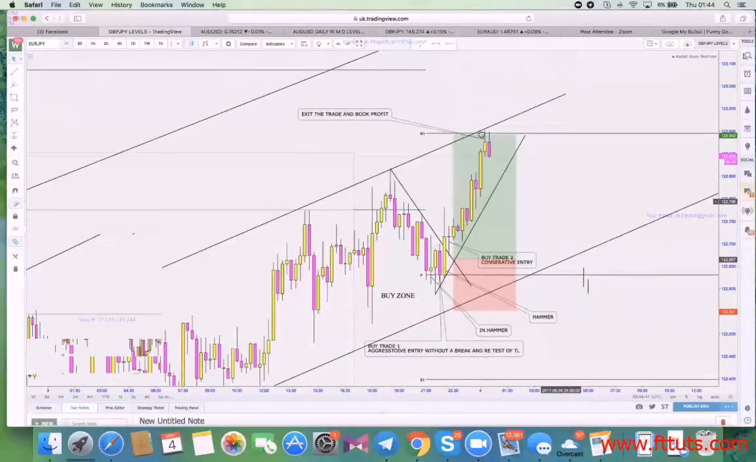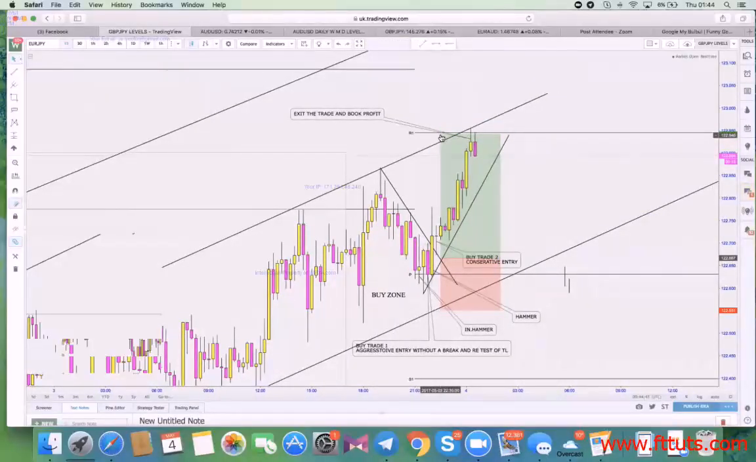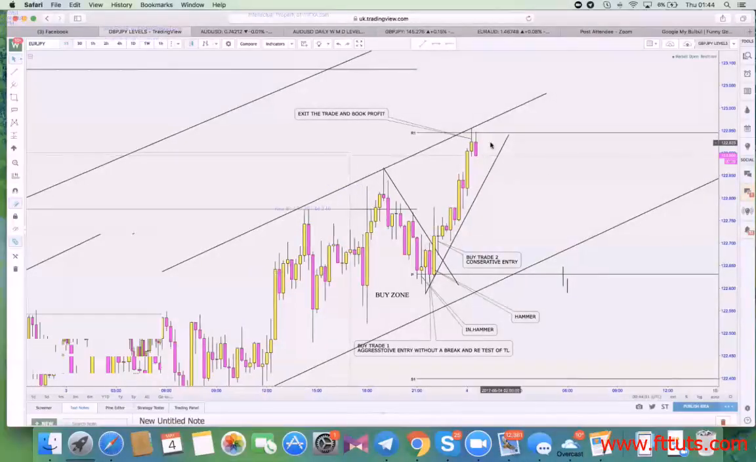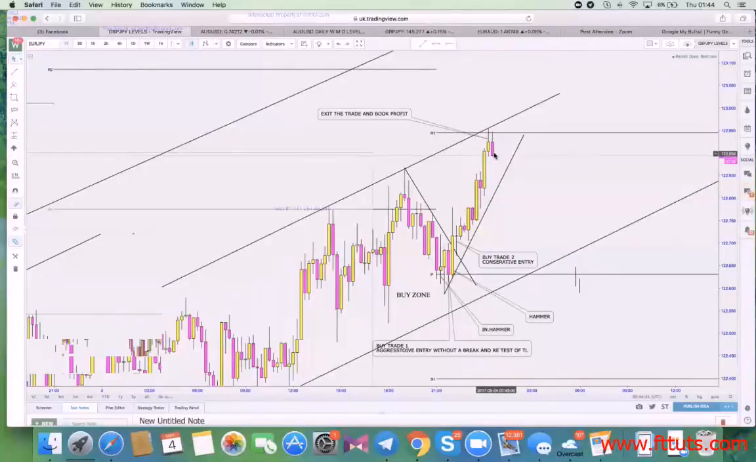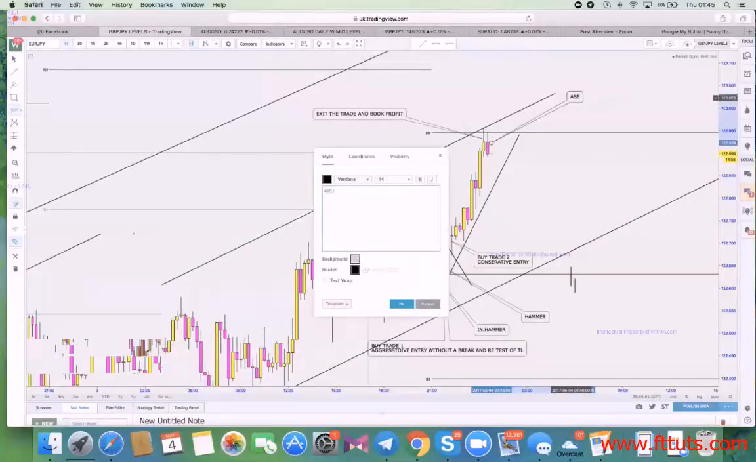Now, guys, the price is rejecting from here. Price is rejecting. So, guys, if the price rejects here and you have a bearish pattern formation, if you see a bearish pattern here, you can take a sell trade. Just follow the rules, guys. You can take a sell trade. Try and understand this, guys. Sell trade. This is a risky trade against the trend.